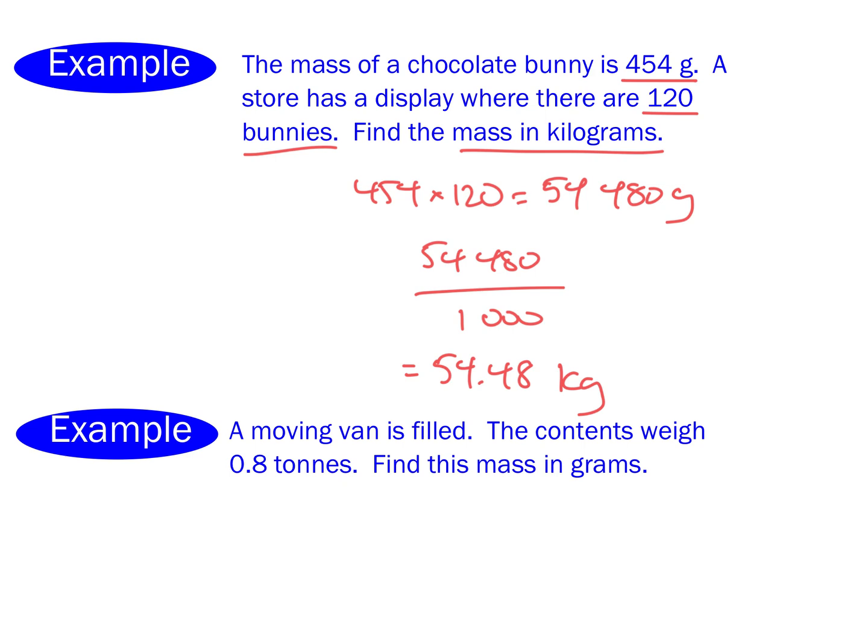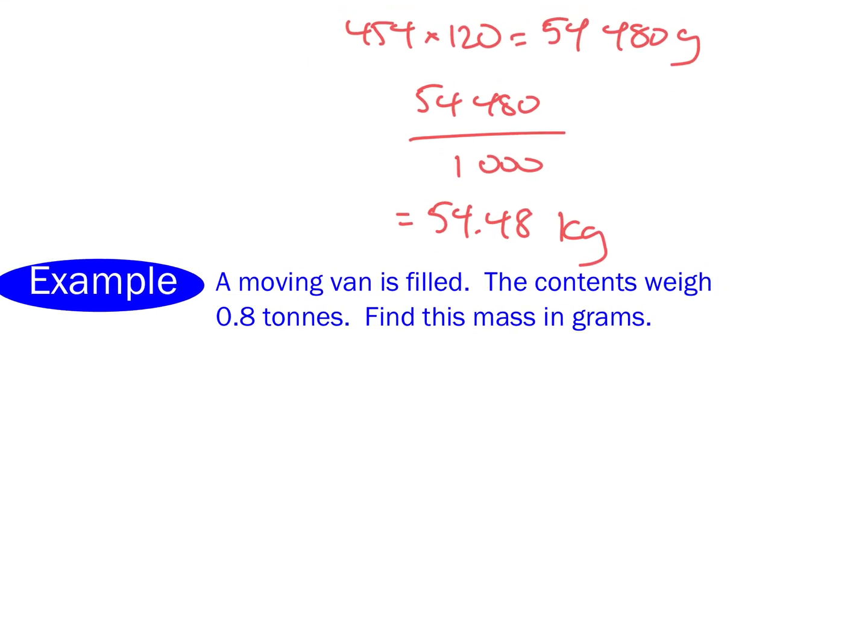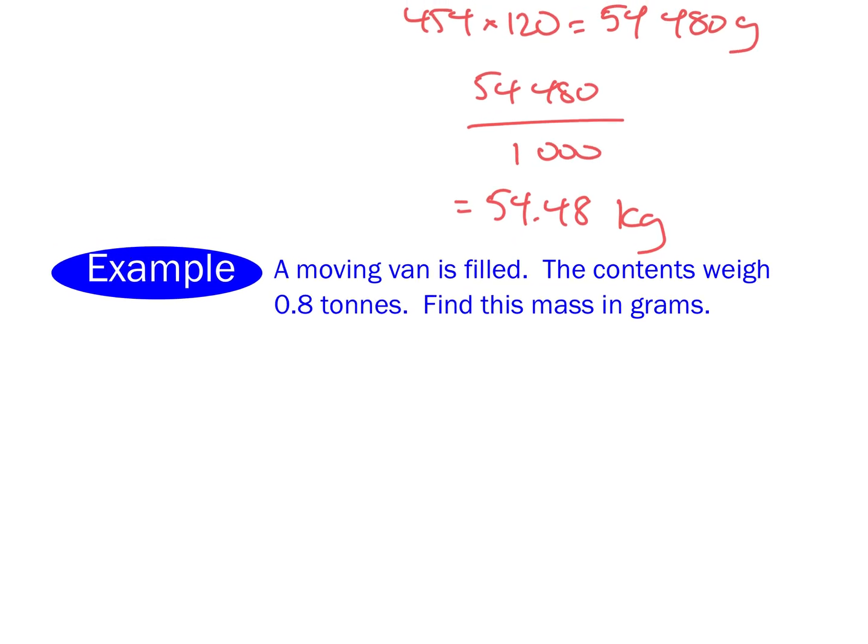All right, next example. A moving van is filled. The contents weigh 0.8 tons. What's the mass in grams? So, first of all, we have to take tons and we have to turn it into... You can't go directly from tons to grams. So what's in between tons and grams?